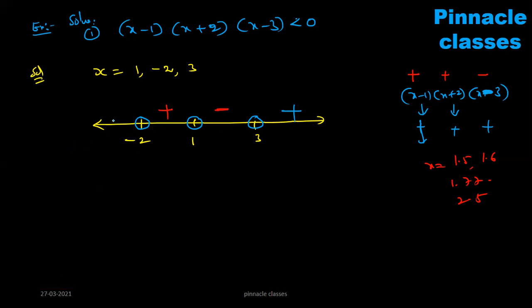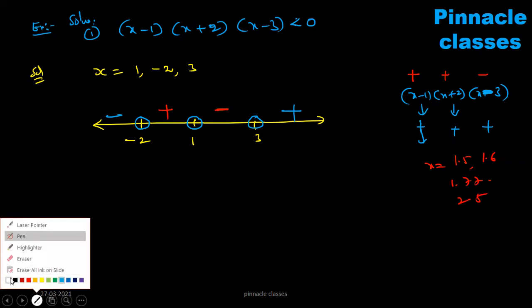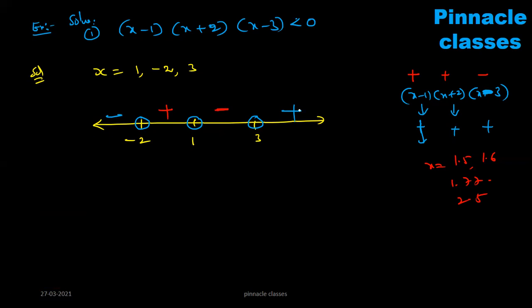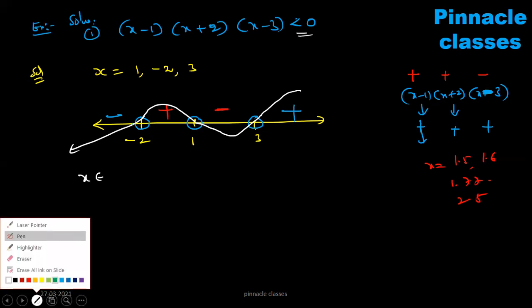Less than -2 means what? Negative. Now please help me. How to draw the graph from right hand side? Plus means upwards, minus means downwards, plus means upwards, minus means downwards, dear students. Now come to the question. What is your answer? Less than 0 means which region? That is the target.